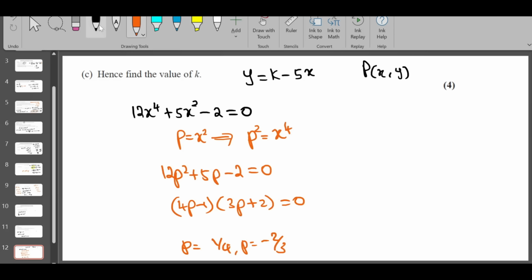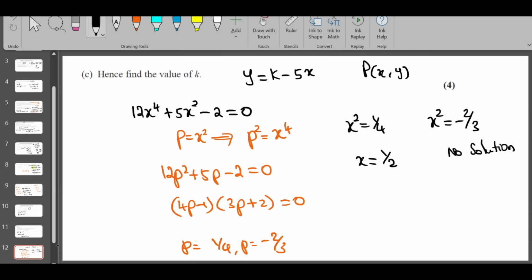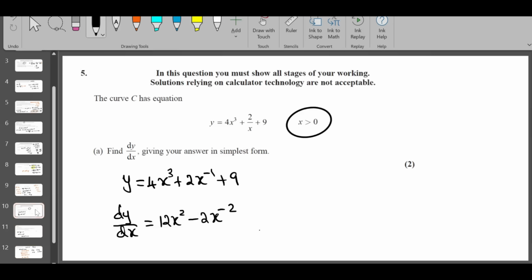Replace p back with x square. So x square is 1 over 4, x square is negative 2 over 3. If x square is negative, this has no solution. x is plus or minus the square root of this, but the question clearly says x is positive here. So x is just 1 over 2. And then sub in this x is equal to 1 over 2 into the equation here to find the y coordinate.